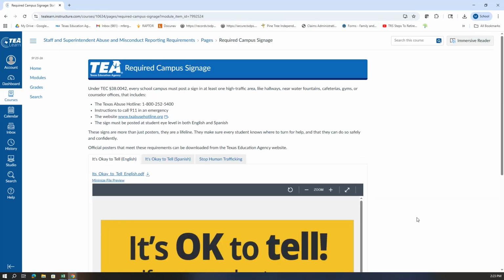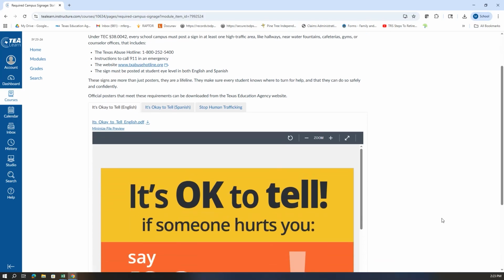Required campus signage. Under TEC 38.0042, every school campus must post a sign in at least one high traffic area, like hallways, near water fountains, cafeterias, gyms, or the counselor's office, that includes the Texas Abuse Hotline, instructions to call 911 in case of emergency, and the website. The sign must be posted at student eye level in both English and Spanish.